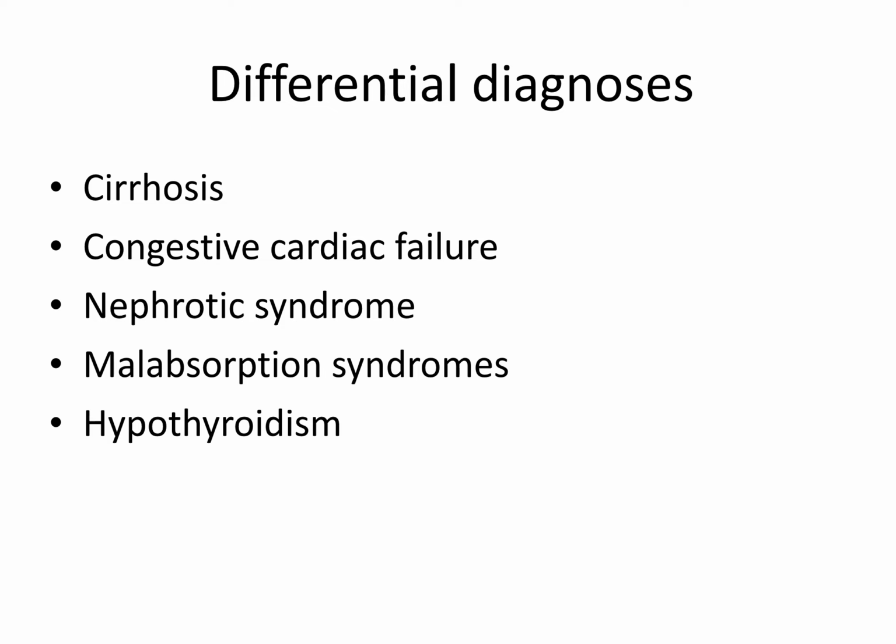So the differential diagnosis for a patient presenting with these sorts of clinical features, we could take cirrhosis obviously, and then it could be due to congestive cardiac failure if the patient is presenting with edema, and then nephrotic syndrome, malabsorption syndromes, and hypothyroidism. All these conditions can cause edema, right? So those are the differential diagnoses that you have to consider if a patient presents with clinical features of chronic liver cell disease.